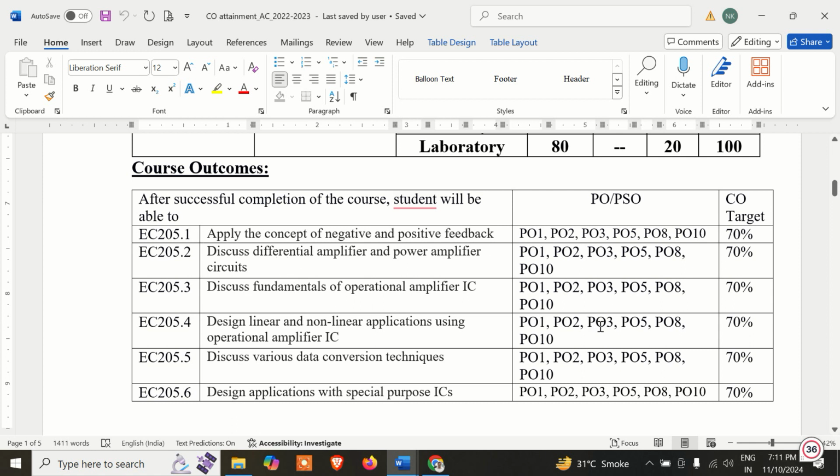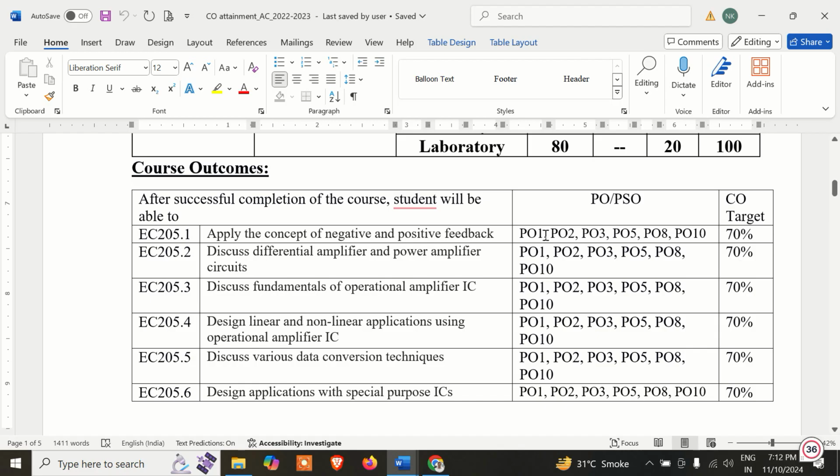How many COs are contributing to my POs? Now it comes to my CO target. For every CO, what is the target? By what percentage should a student be above average? Let's say some percentage, 70%, 65%, 80%, it depends. But this target is always based on my previous examination, how they have performed.